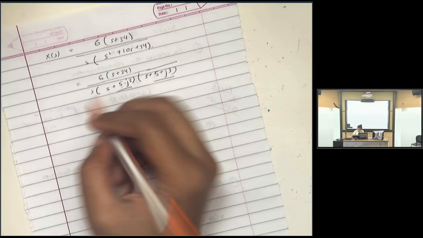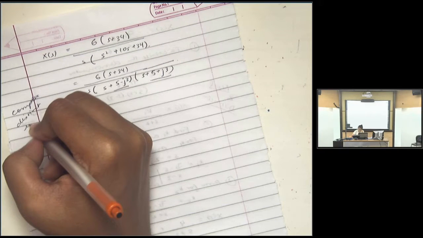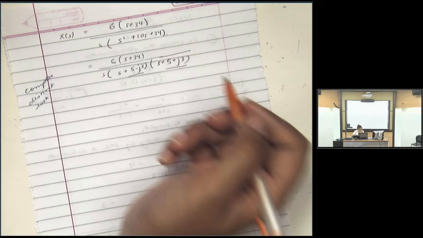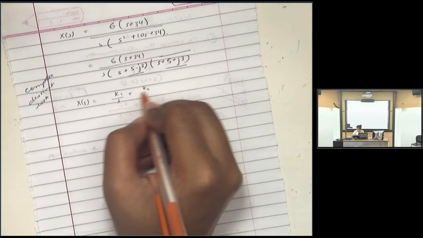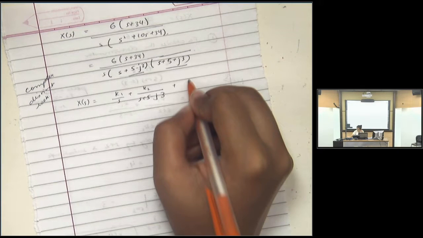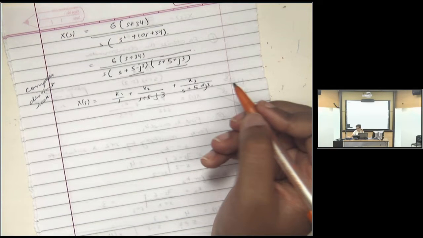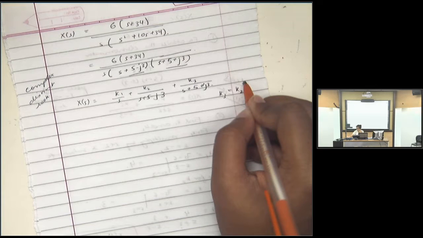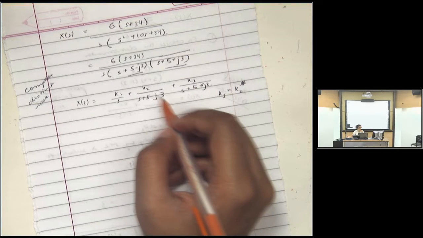Now this is the case of complex distinct roots. Roots and poles, I'm referring to the same thing. Again I'll write X(s) as k1 over s plus k2 over s plus 5 minus j3 plus k3 over s plus 5 plus j3. Now k3 will be the complex conjugate of k2, that's another thing to note. So you don't even have to bother finding k3. You just find k2 and then take the complex conjugate of it.